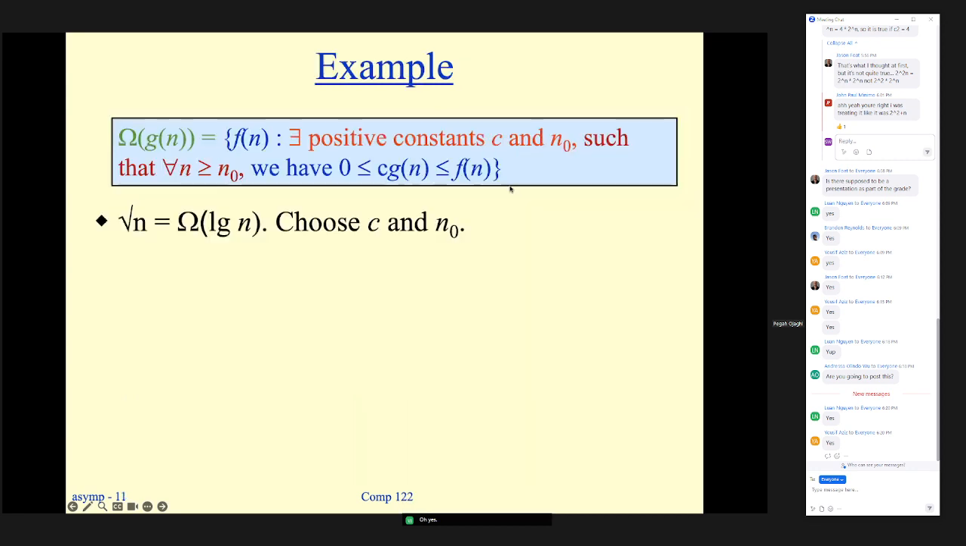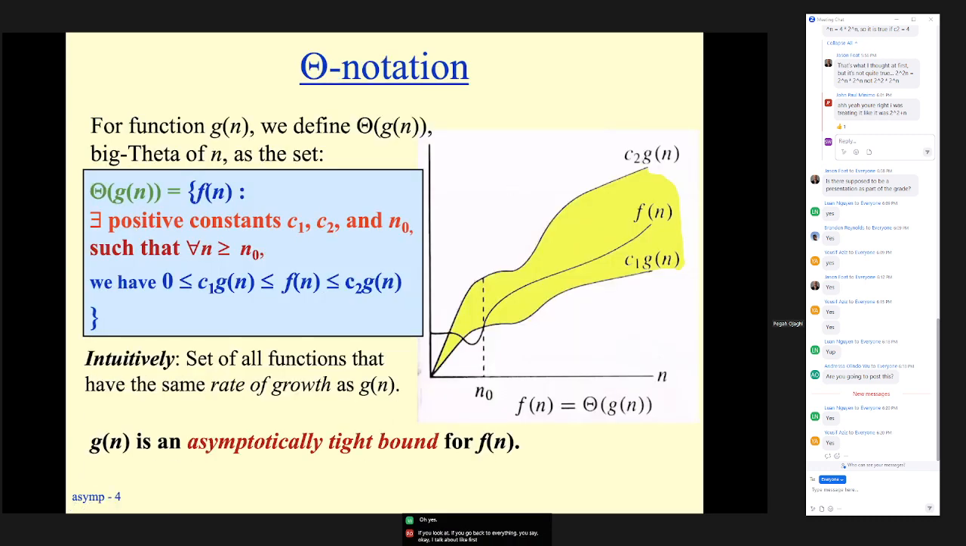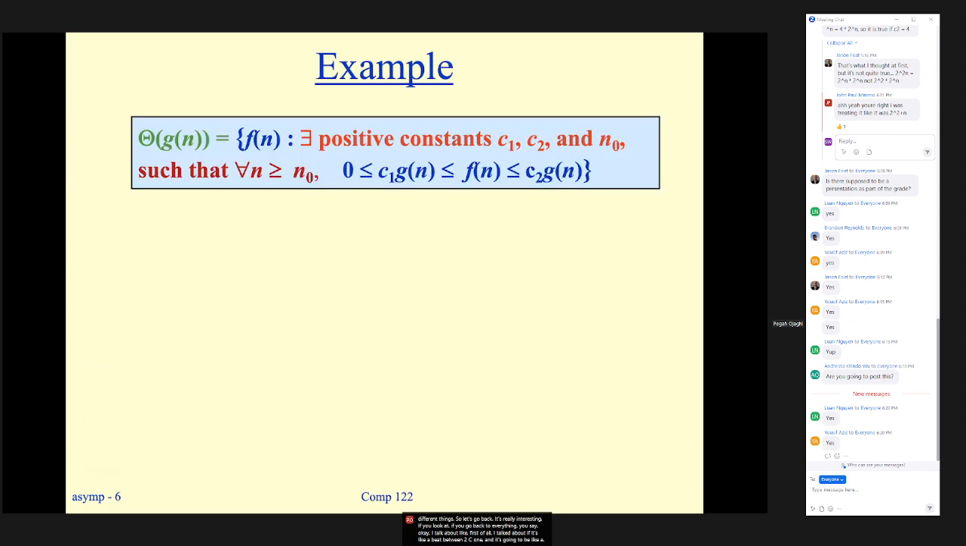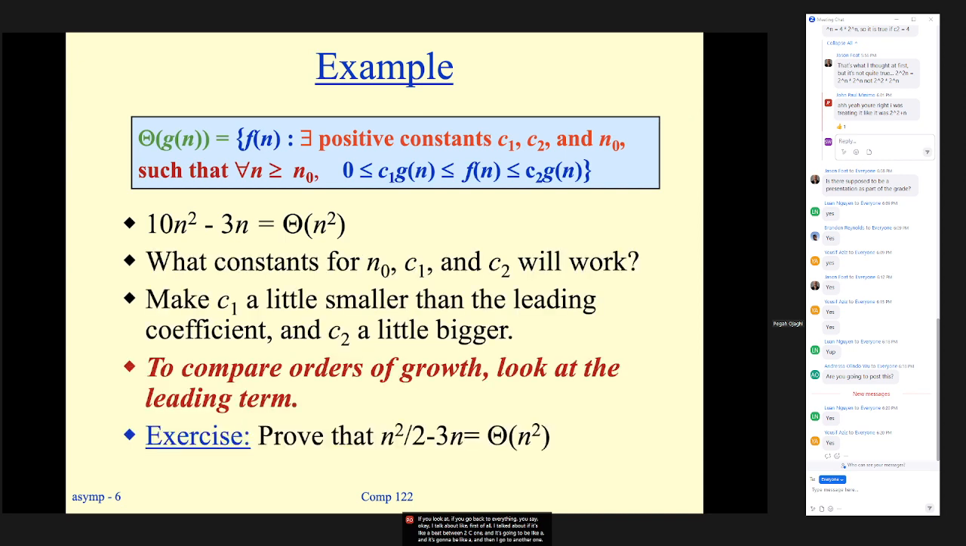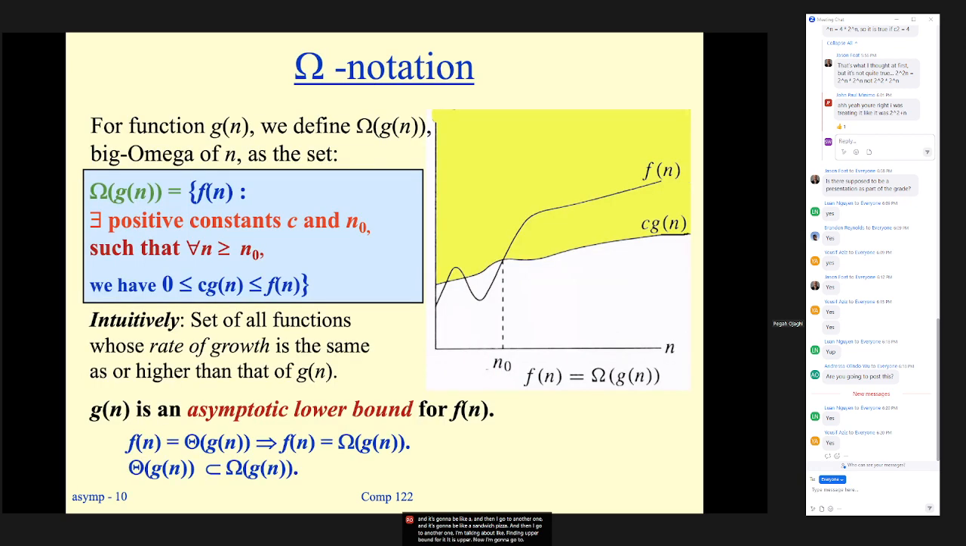If you go back to everything, first I talked about how it's between two functions, C1 g of n and C2 g of n, like a sandwich. Then I talked about finding an upper bound for it. Now I'm going to find the lower bound for it. So we have another definition, big omega of n. We just find the lower bound.